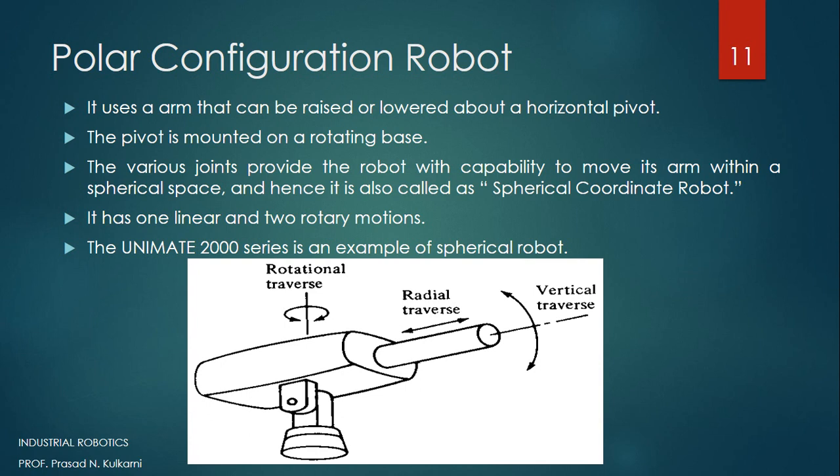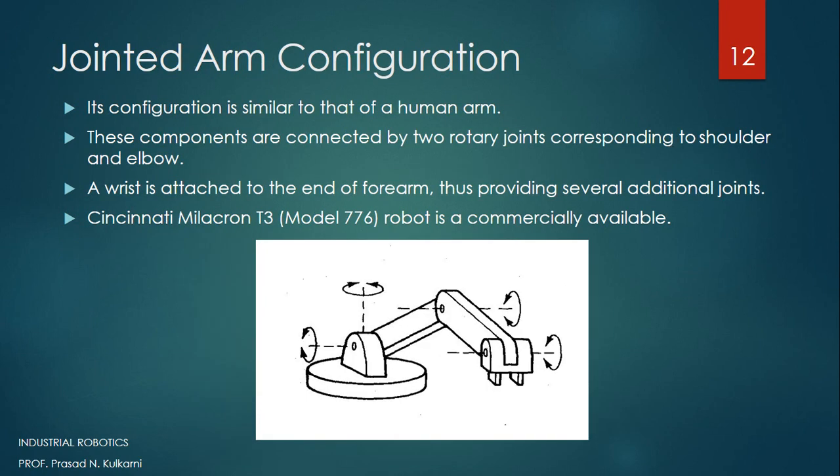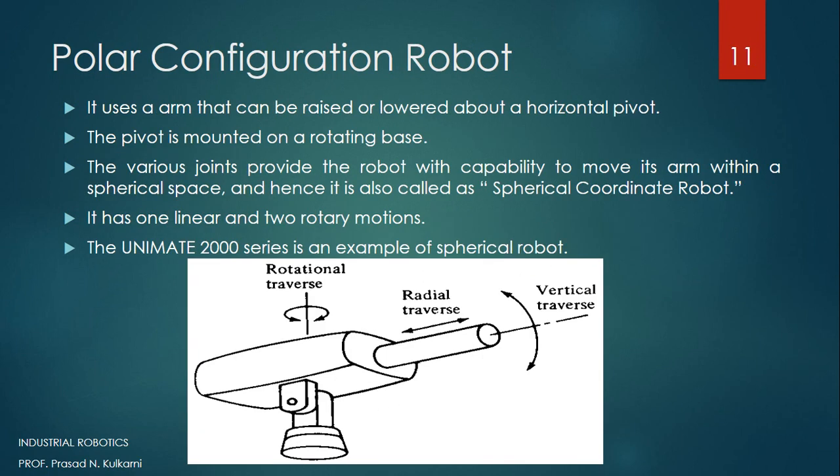It has 1 linear and 2 rotary motions. The diagram itself will be showing 2 rotary, 1 linear. An example is the Unimate 2000 series robot. That is one of its examples.